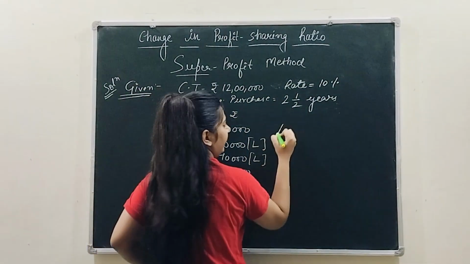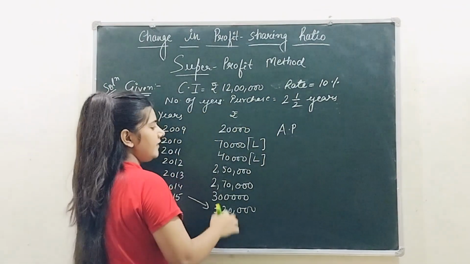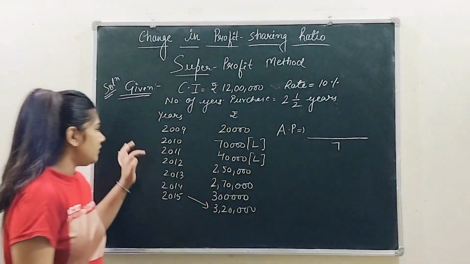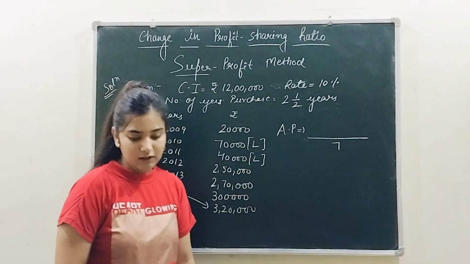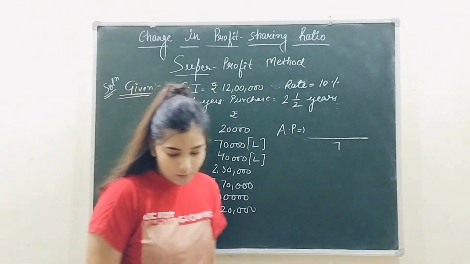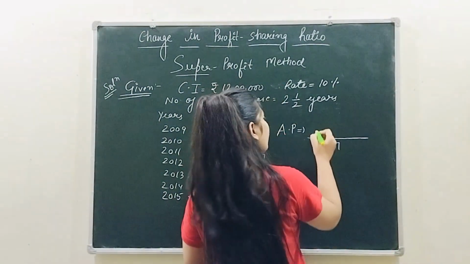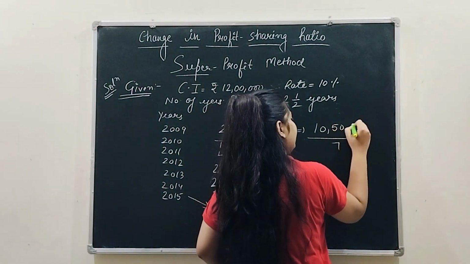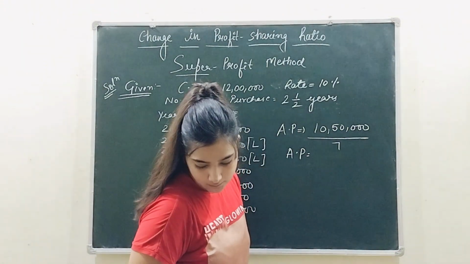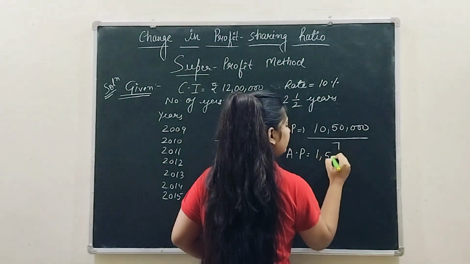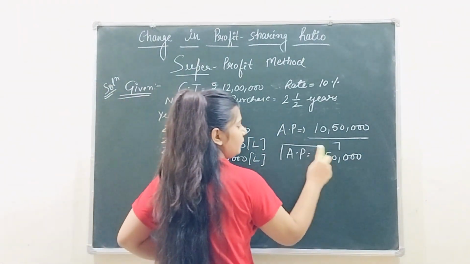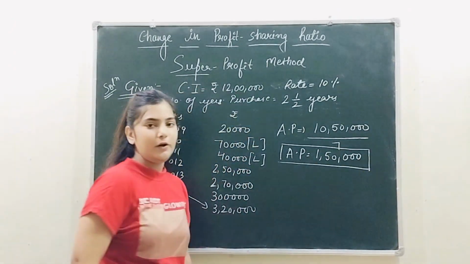So calculate your average profit: add your profits and subtract your loss and then divide by 7. Why 7? Because 7 years of profit is given in the question. So how much are you getting after you add all these? You are getting 1,50,000. So your average profit is simply coming 1,50,000. Now you have your average profit handy with you to calculate your super profit.